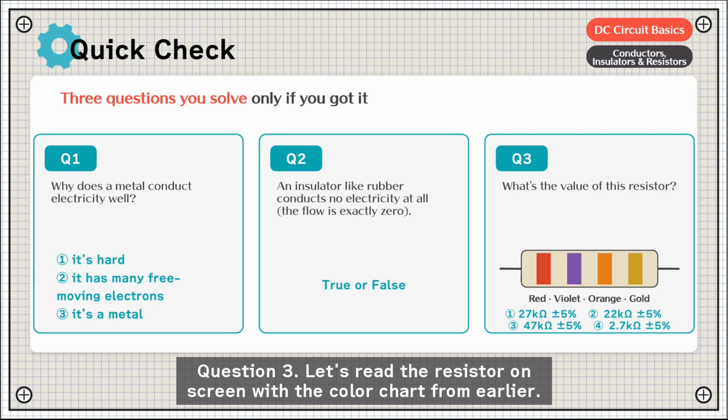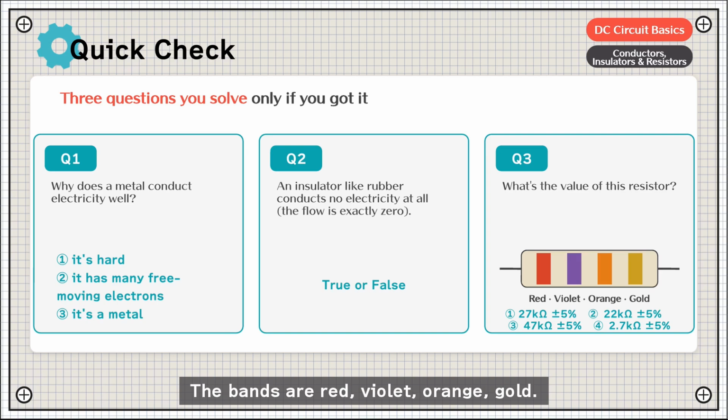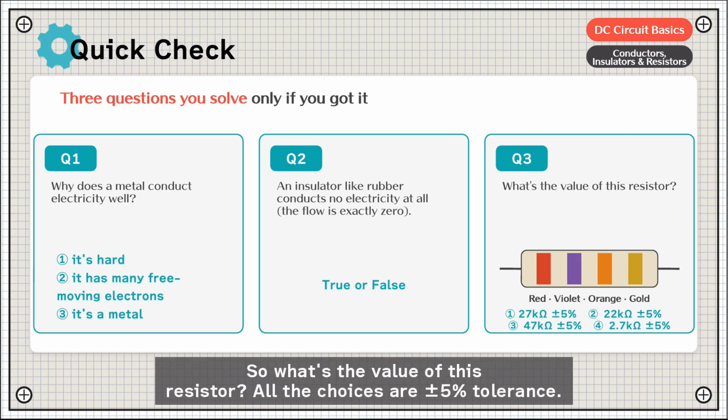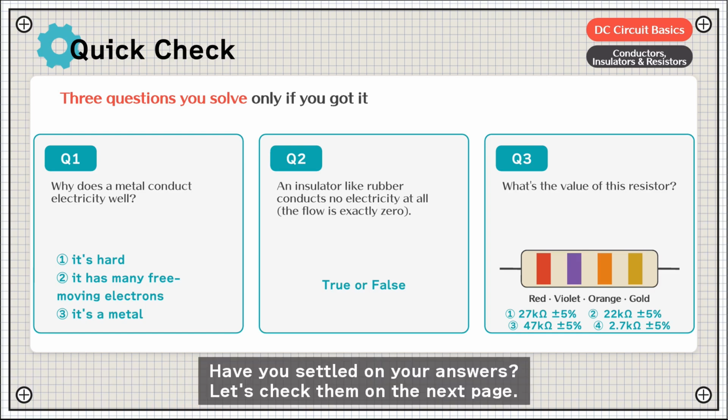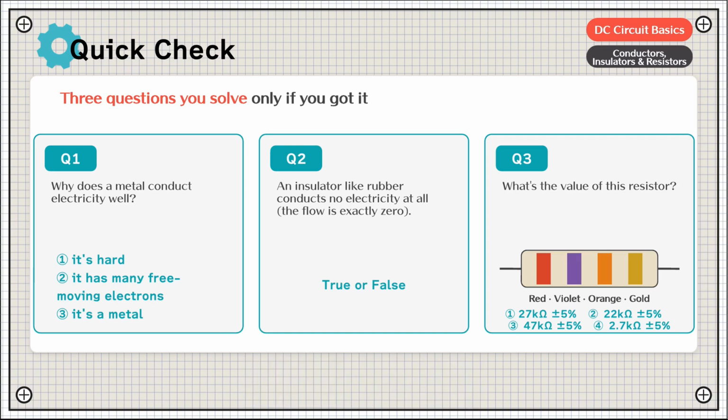Question 3. Let's read the resistor on screen with the color chart from earlier. The bands are red, violet, orange, gold. So what's the value of this resistor? All the choices have 5% tolerance. 1. 27 kiloohms, 2. 22 kiloohms, 3. 47 kiloohms, 4. 2.7 kiloohms. Have you settled on your answers? Let's check them on the next page.